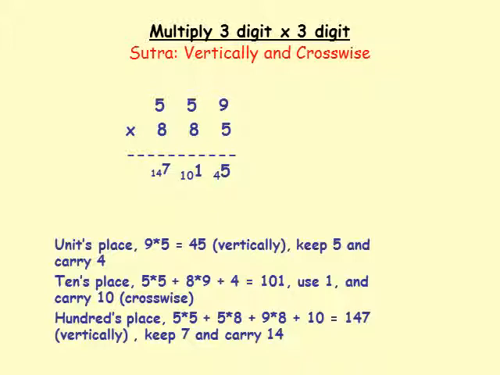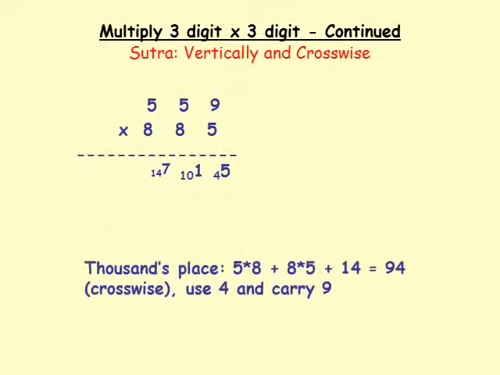Now we go to the hundreds place. We pick up one more column, so we have 3 columns to work with. 5 times 5 is 25, plus 5 times 8 is 40. 40 plus 25 is 65. 65 plus 9 times 8, which is 72, makes 137, plus the carry 10 becomes 147. We keep 7 and carry 14. 7 is part of the answer for this position and 14 is the carry for the next position. We have used all 3 columns now.